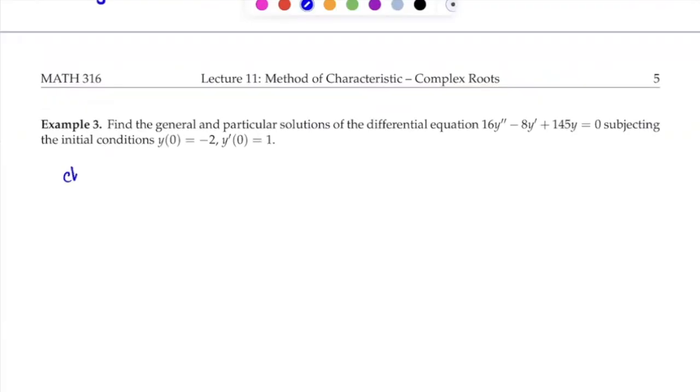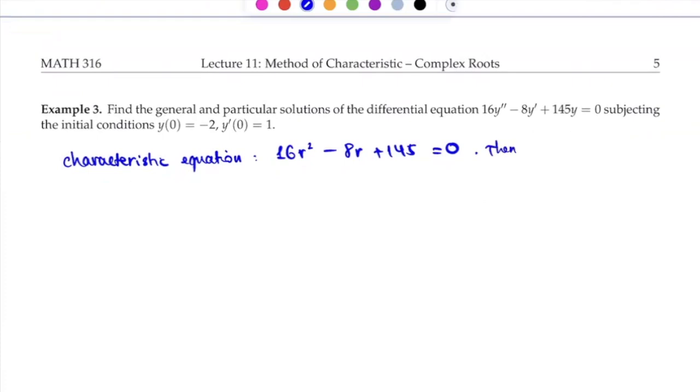So here, the characteristic equation is 16r squared minus 8r plus 145 equal to 0. And you use the quadratic formula to find the roots. So r equal to a plus minus square root of a squared minus 4 times 16 times 145 altogether divided by 2 times 16.